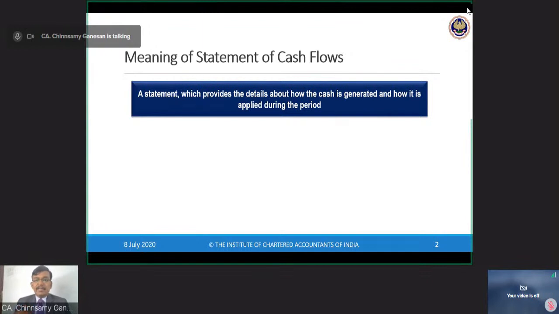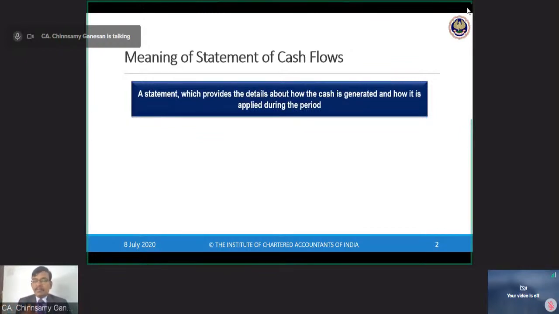So accordingly, the user of the financial statement or the stakeholders of a particular entity should be able to understand how the company is generating its cash inflows and how it applies them during the period on various activities. For example, for operating activities, it has to spend cash on the relevant expenditure like purchase of raw material, paying employee cost, etc. Similarly, there will be a holding period for debtors and a holding period for inventory. To that extent, there is a requirement to invest in the working capital requirement. So that also comes as part of how it is applied.